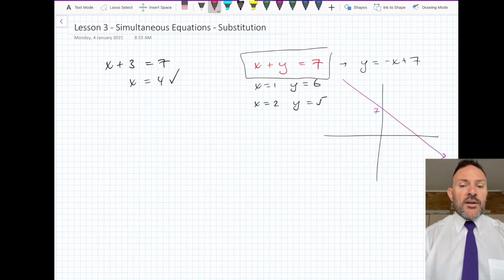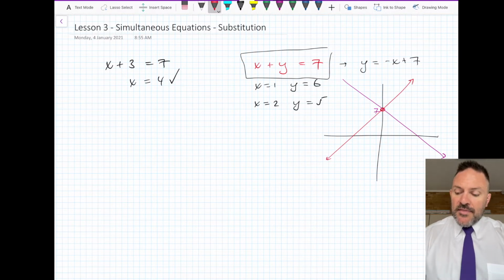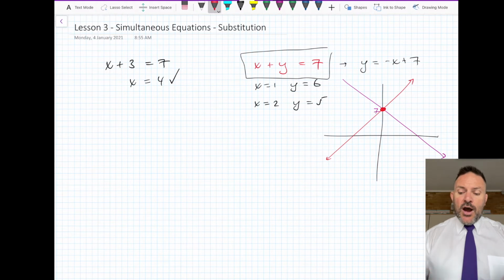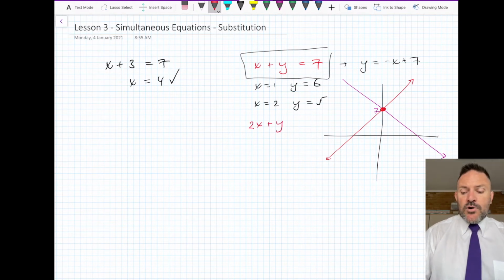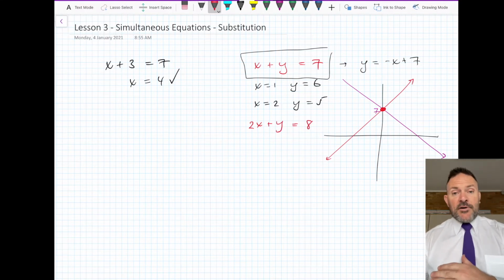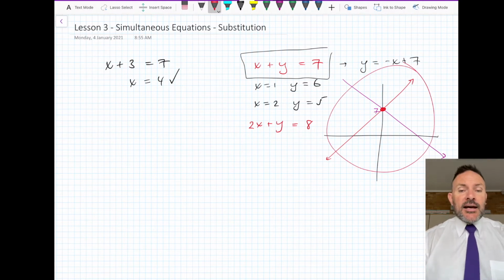So what we need is another equation to go with it that gives us a solution that works for both equations. I could say something along the lines of 2x plus y equals 8, and then I could find a common y value and a common x value that would work for both equations. That's the nitty-gritty of it. In year 8, you would have gone through solving via graphical means. We want to look at this algebraically.